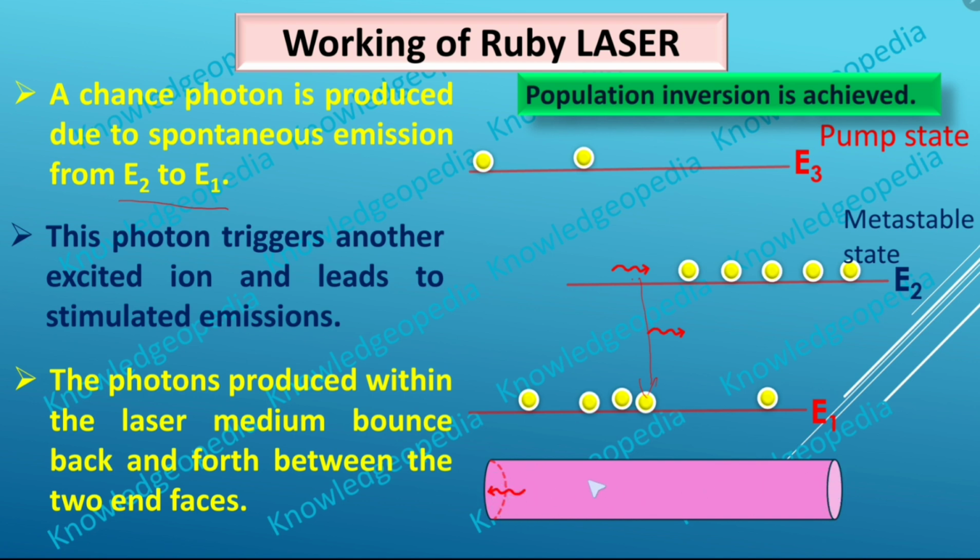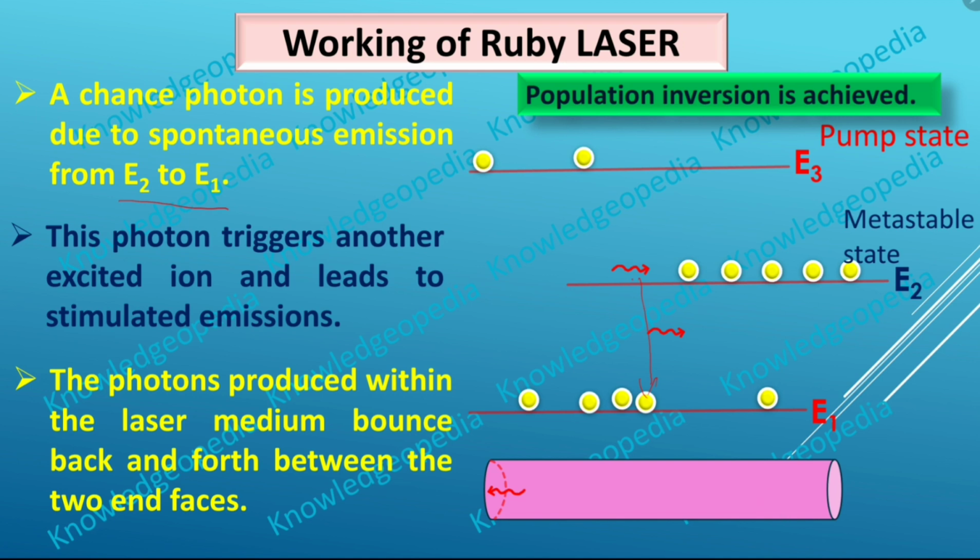When they are moving within the rod, they will hit the ions which are at the energy state E2. If one photon hits another ion, we get two photons. These two photons, when they hit two more ions, we will get four photons. That way the number of photons will get multiplied.